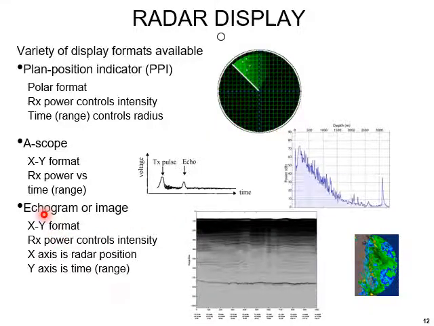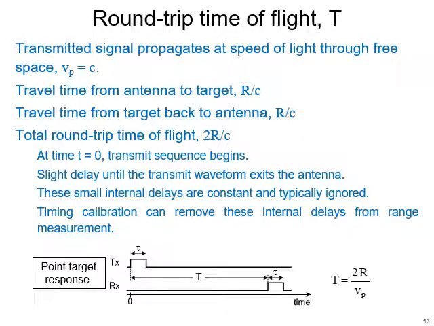Another kind of radar display is the echogram. Sometimes it also produces an image. It is also in XY format. Receive power controls intensity. The X-axis is radar position, and the Y-axis is time or range. Time is mapped to distance.